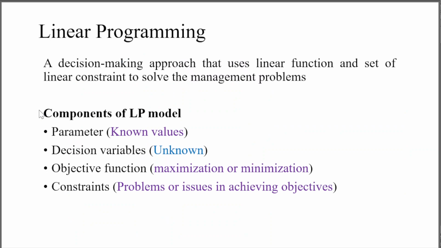So now we are going to start linear programming. A linear programming is a decision making approach that uses a linear function and a set of linear constraints to solve the management problem. As I mentioned before, a linear programming has primarily 4 components. And yes, there is another component, we call it sets, that I will explain in upcoming sessions. The first component is a parameter, which are noun values on the basis of which we make decisions.